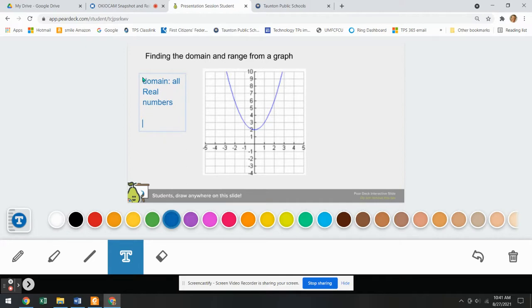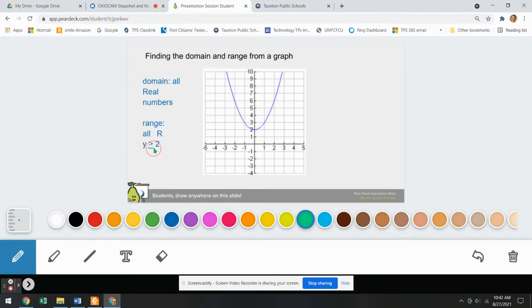I can't make the symbol very well here. For the range, for the y values, it would be all real numbers, but for y greater than or equal to 2. And that's because that's the bottom part of the y-axis. We can see that no, the graph does not go below y equal 2. So let me just make that little mark there and make that little mark there. So all reals where y is greater than or equal to 2.